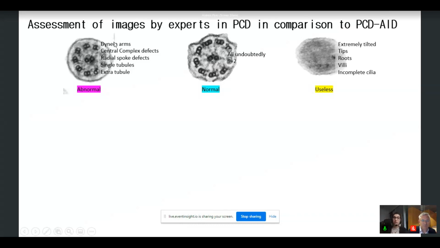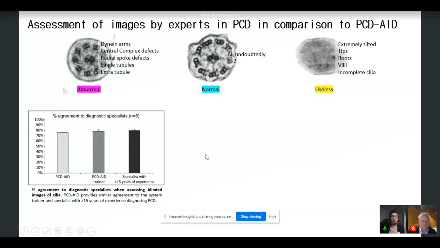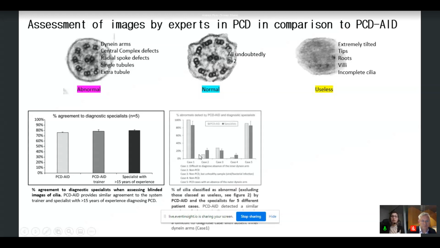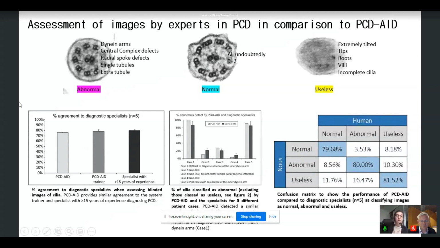So to classify as abnormal if they have any of these abnormalities, to classify as normal if they were completely normal, no doubt about it, and as useless if they were just unreadable, if they were not suitable for diagnosis. And in the end, luckily and very fortunately, we did have a very similar result. I'm going through it quickly so it doesn't get too thick. In the end, we all agreed with each other around 80%. So me and the NOUS and the experts between themselves.